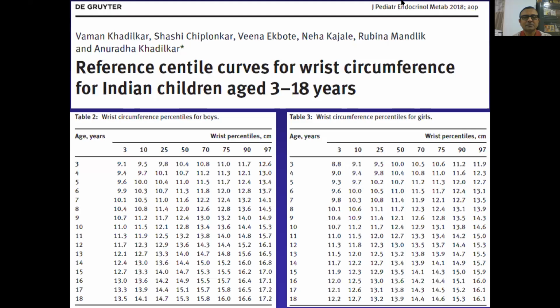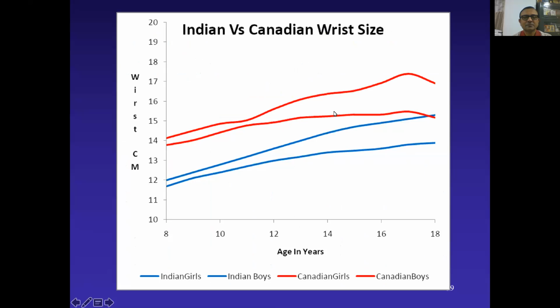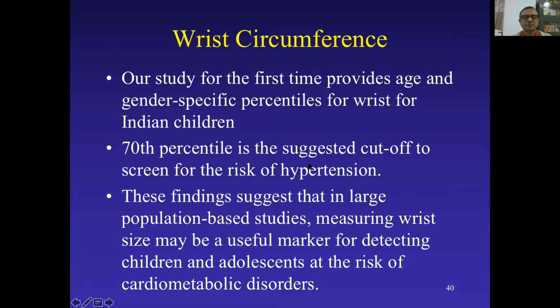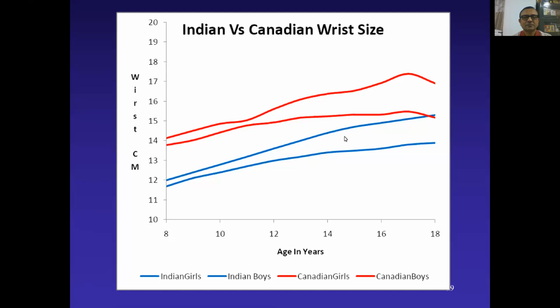See the wrist circumference of Canadian children in red and the wrist circumference of Indian children in blue. We are having such thin wrists, but at the same time, the 70th percentile of our wrist actually correlates very well with insulin resistance and hypertension. So if you're too busy, just use the 70th percentile of the norms that we have established.